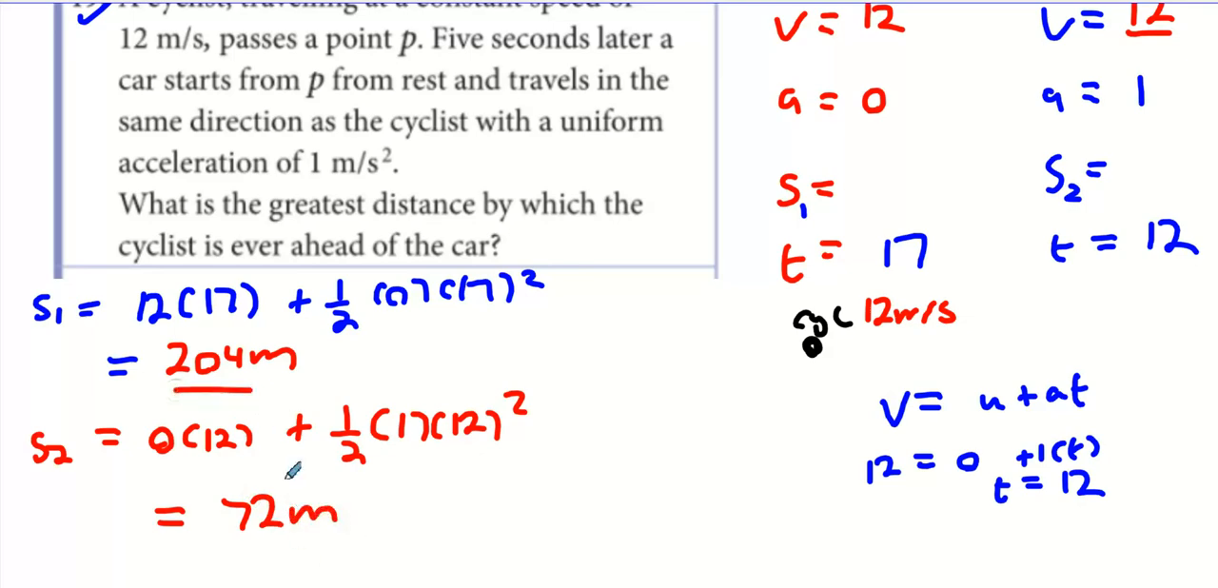What's the greatest lead then? One of them travels 204 meters, the other one travels 72 meters. What's the greatest lead? 132 meters. Yeah, good. All right.